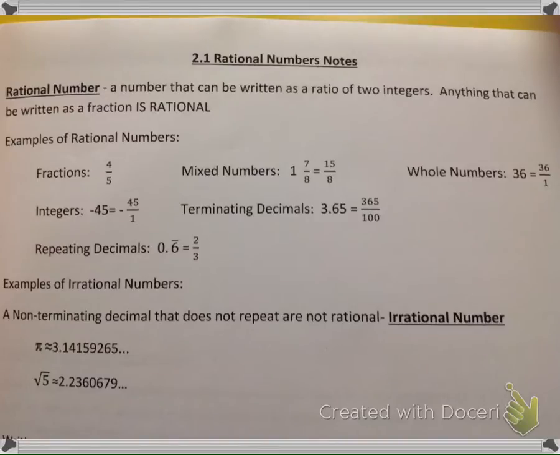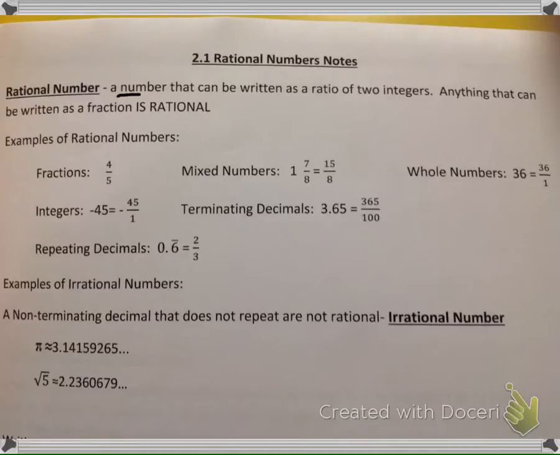Now we're going to talk about rational numbers. Let's just talk for a minute, can I consider the number 1? The number 1 would be considered a natural number, a whole number, an integer. Well, it's also a rational number, okay? A rational number is a number that can be written as a ratio of two integers. Anything that can be written as a fraction is rational. That's what your definition here says.